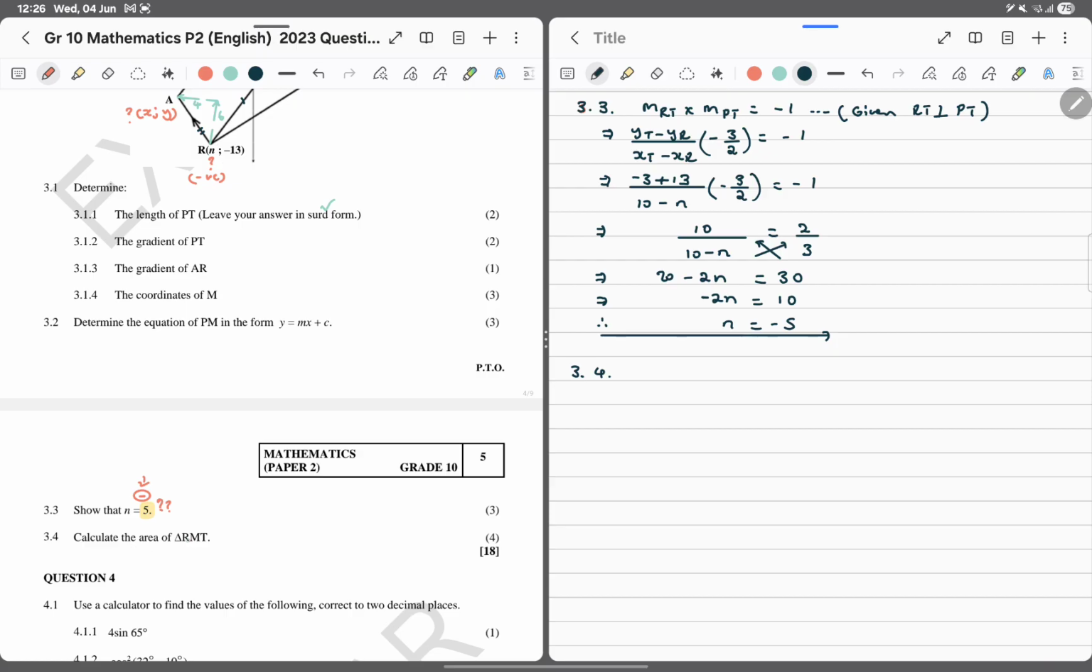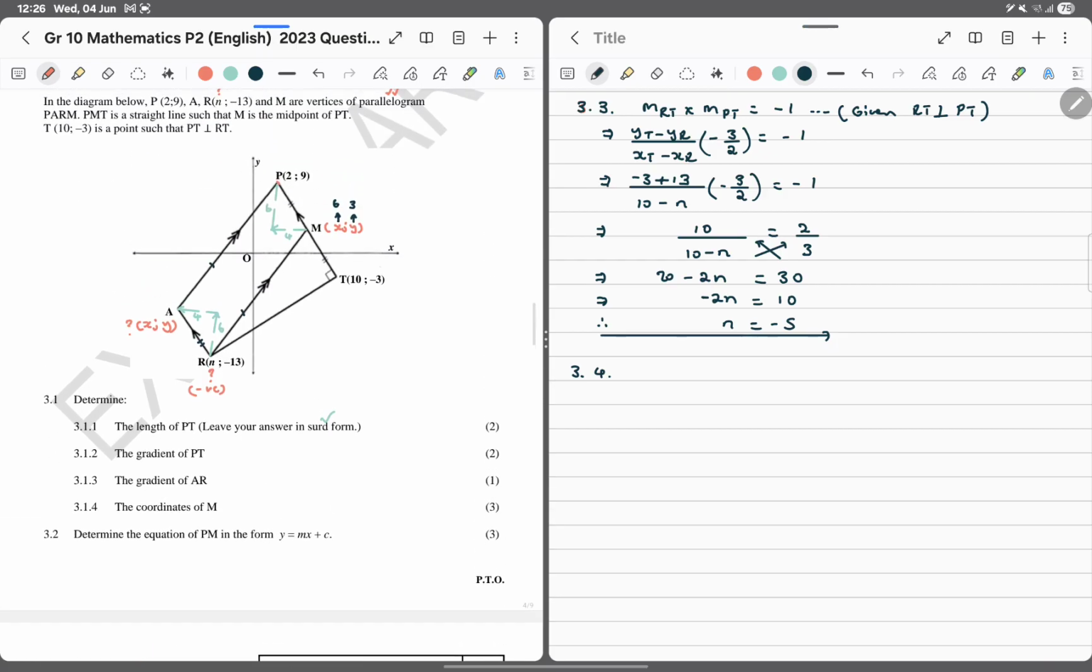Calculate the area of triangle RMT. Okay, triangle RMT is our triangle over here. So we already calculated PT, and we know MT is half PT. So this is good. We don't need to calculate that length. We just do a very simple determination. But we need the base, which is going to be RT. And unfortunately, we cannot escape the coordinates of R.